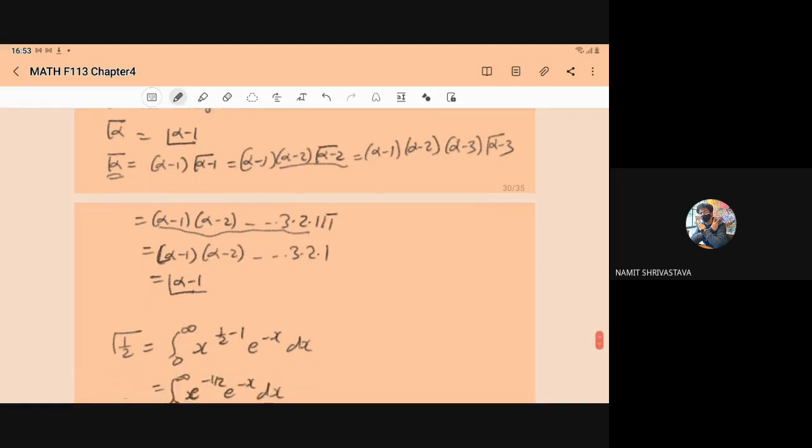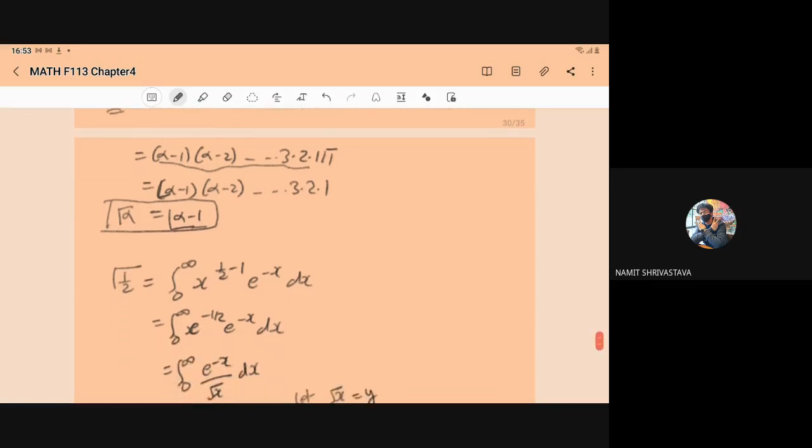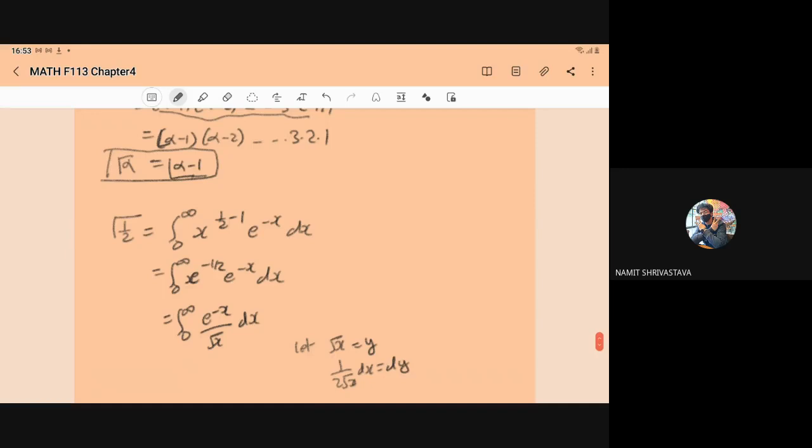That is nothing but the factorial of alpha minus 1. So when alpha is an integer, gamma of alpha is nothing but the factorial of alpha minus 1. Last thing, gamma of half, so that in the next class I can start directly the gamma distribution.